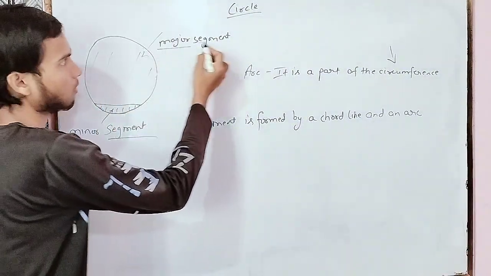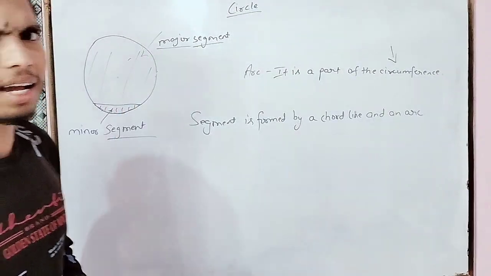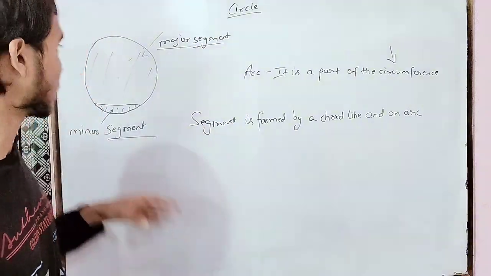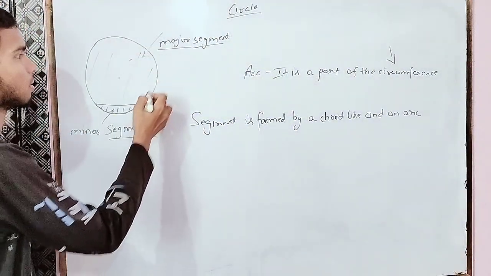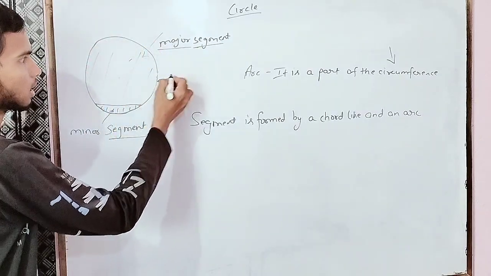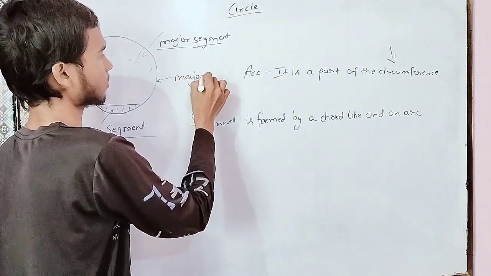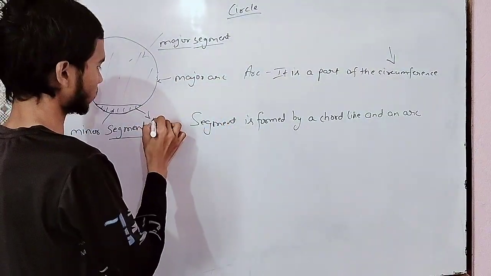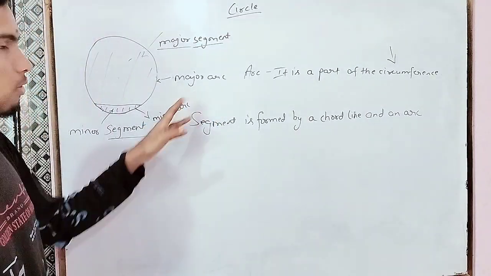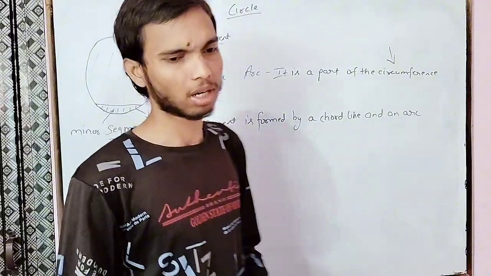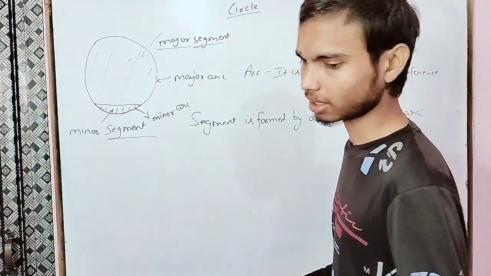Here you can also say, when we are saying this area is also a major segment, then is there an arc and is there a chord? Of course, this is a chord and this is a major arc. So we can say this part is the major arc, but this part is the minor arc. Okay. You are clear what is major, what is minor. Minor means small, major means big. This was a simple meaning.